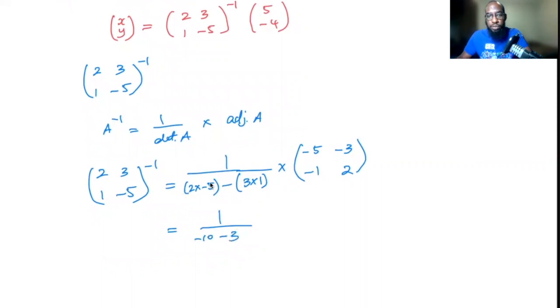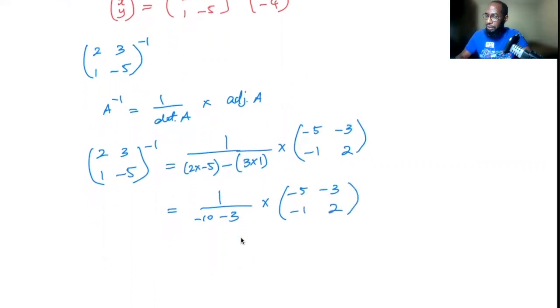Right, when you're multiplying two different signs, it's a minus, always minus. 2 times 5 is 10. All right, 3 times 1 is 3. Multiplying two different signs is minus. Put back the 3. All right, multiply by... Now there are some computation steps you can skip. I'm just being a little detailed. 1 over -13 by -5.